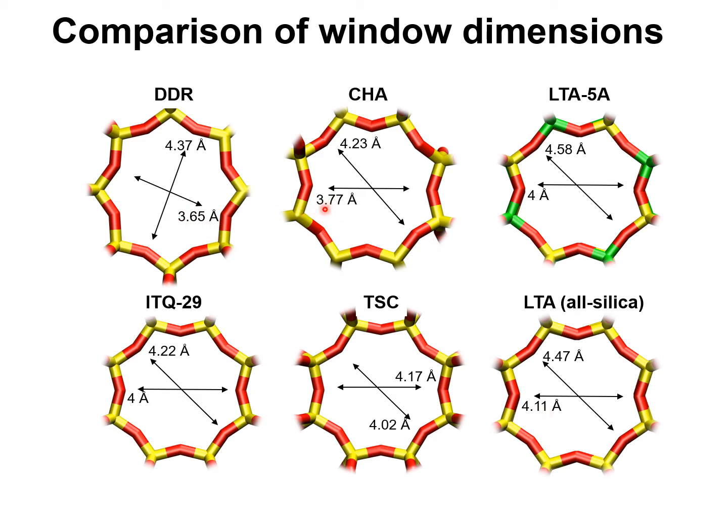Small differences in the window aperture will make a large difference in the values of the diffusivities, and these differences could be about 1 to 2 orders of magnitude.